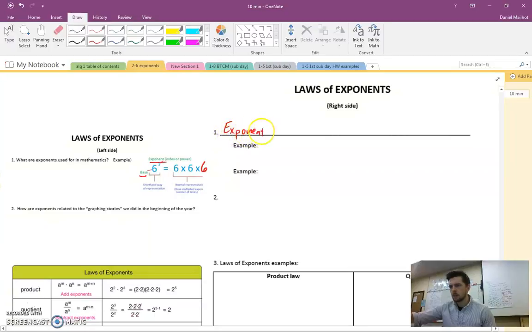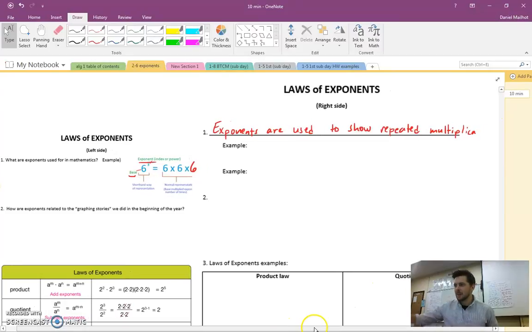Exponents are used to show repeated multiplication. I'm running out of space. Exponents are used to show repeated multiplication.